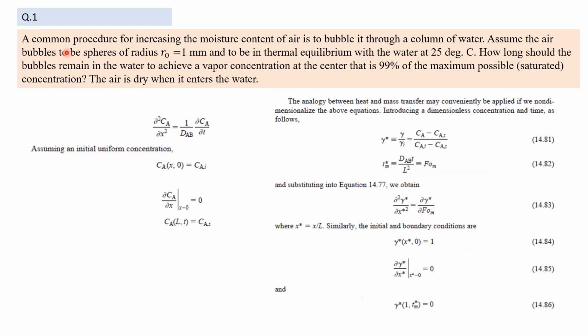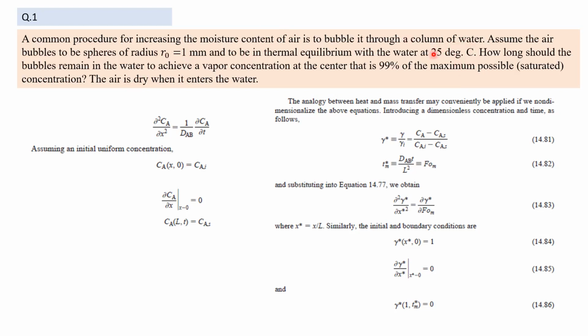The first question: a common procedure for increasing the moisture content of air is to bubble it through a column of water. Assume the air bubbles to be spheres of radius 1 mm, in thermal equilibrium with water at 25 degrees Celsius. How long should the bubbles remain in water to achieve a vapor concentration at the center that is 99% of the maximum possible concentration? The air is dry when it enters the water. So we have the data: radius is 1 mm, water is at 25 degrees Celsius.